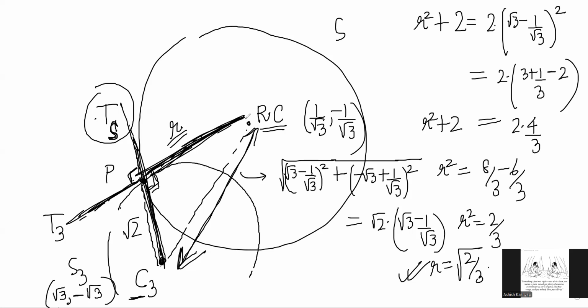So that's it for this problem. I hope you have learned all that we needed to understand in this problem. It covers several concepts. The first few parts of the problem were simply finding the three circles. And the last part was understanding radical axis and radical centers.